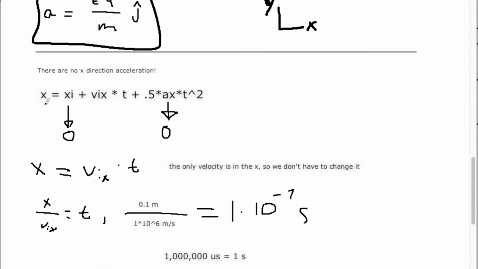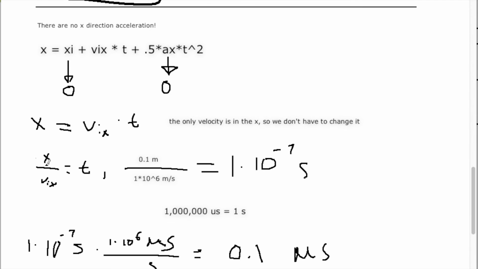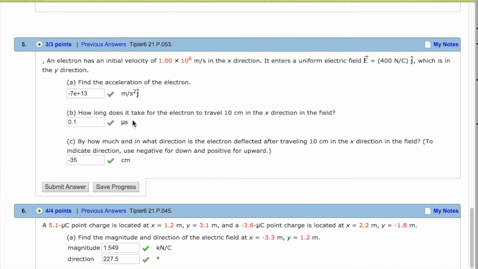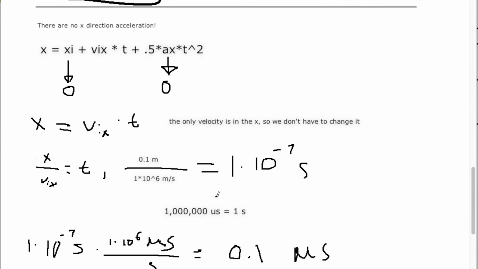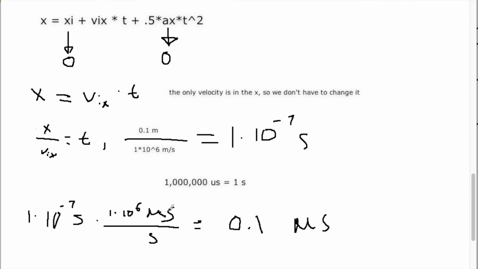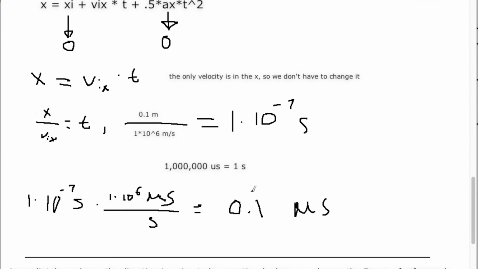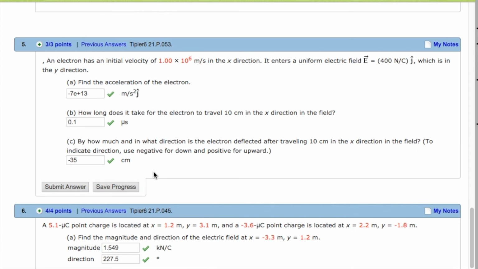Because this is 0, you get rid of this, you get rid of this. You get x equals v initial x, which is actually just v because it's in the x direction already, times t. X over v initial x equals t. And then x is 0.1 meters because it says it's 10 centimeters. And then v initial is this. And then you'll get the answer in seconds. But it's asking for microseconds. There's a million microseconds in a second, so you can just multiply by this ratio, and then you'll get how many microseconds there was. And for mine, it happened to be 0.1 microseconds.